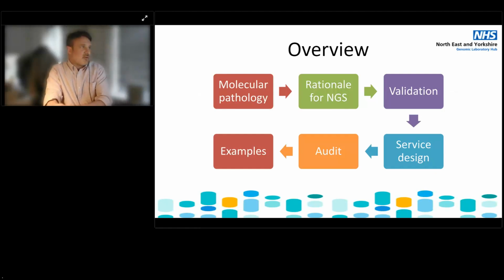So a quick overview for the talk. I'll give a little bit of background on the molecular pathology of the myeloproliferative neoplasms, as I'm aware not everyone will be necessarily familiar with those. Talk about our rationale for the NGS panel that we validated, and then a little bit about how we went about that validation. I'll give an overview of the service design, because obviously we're a clinical centre, so this has to meet the needs of patients.